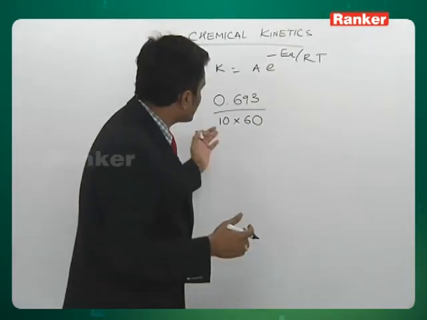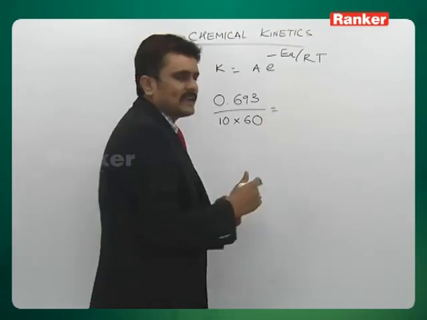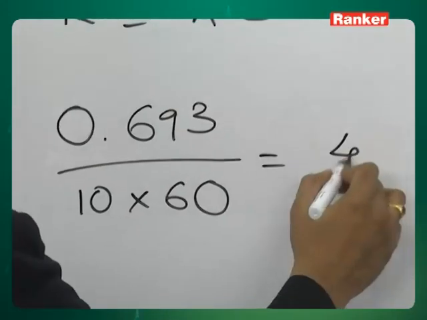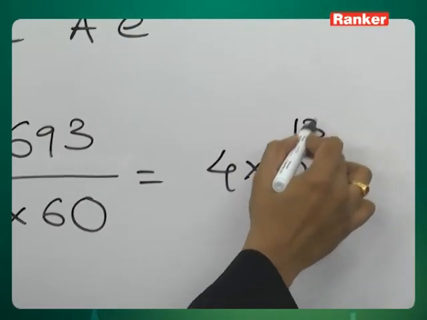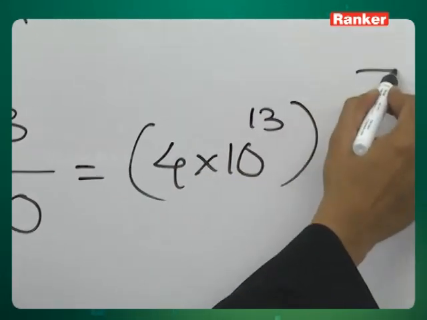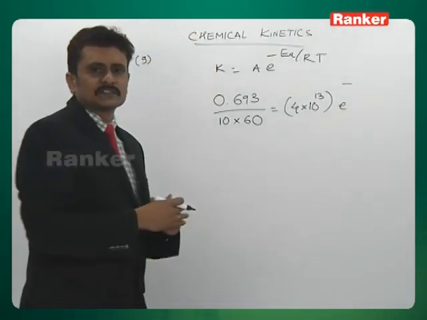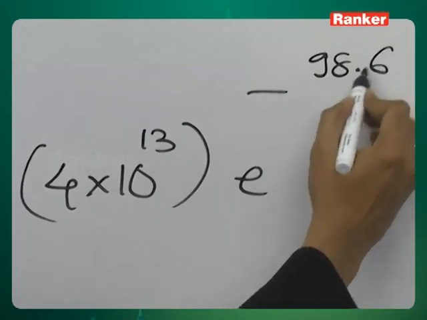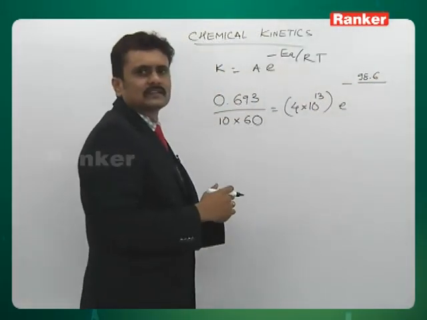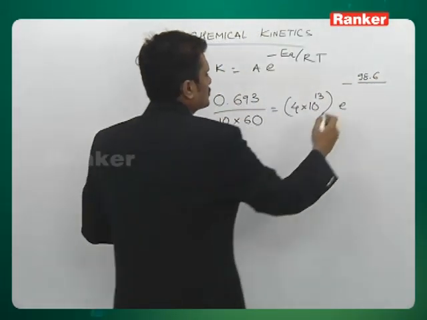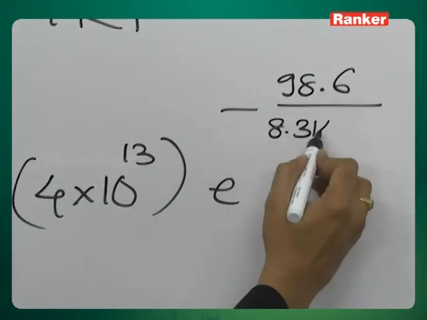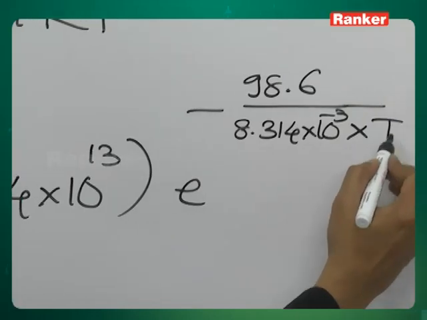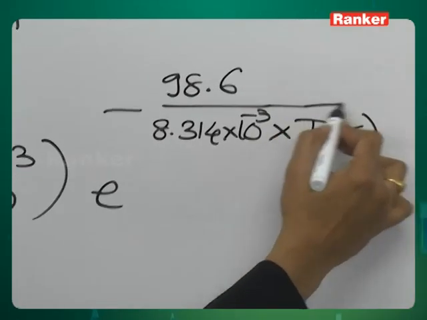Now this is your K. Now the value of A is provided to you. The value of A is 4 into 10 to the power 13 collisions taking place per second into exponential of minus the activation energy, which for this question is 98.6 kilojoule. Since this is being taken in kilojoule, the value of R also should be in kilojoule, and you have been asked to find the temperature at which this whole thing is taking place.